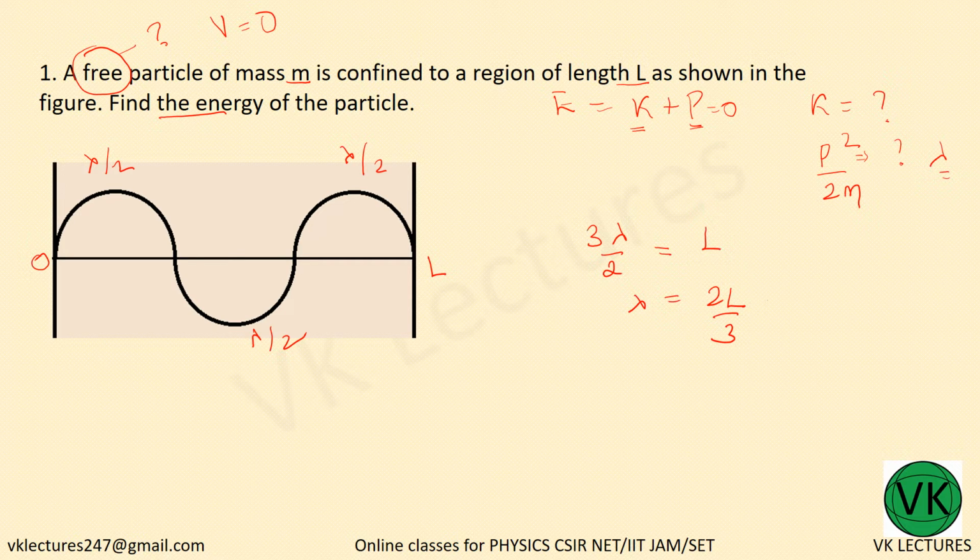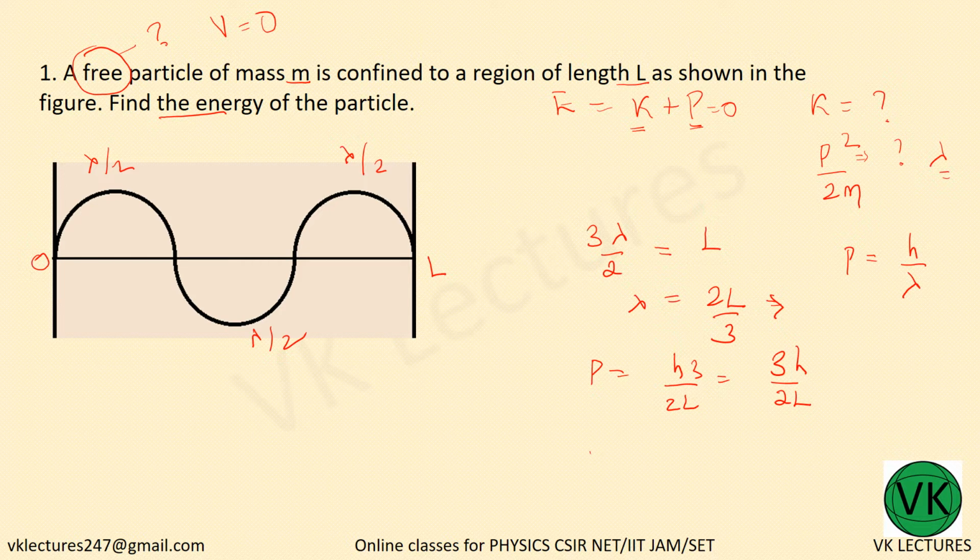Now, what is P? P is equal to h by lambda. So P is equal to h divided by lambda, and lambda is 2L divided by 3. That is 3h divided by 2L.